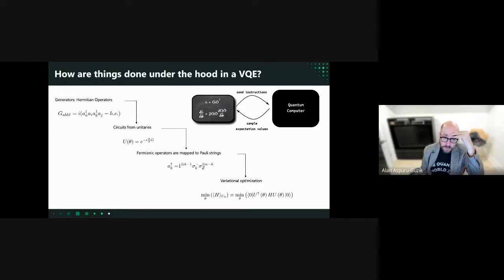Map them to circuits that eventually need to be mapped to pulse strings, of course, to a particular hardware or a particular abstract simulator that you want to look at with noise or without noise. And then you want to perform a classical algorithm for the variational optimization. Okay, so that's going to be the cycle that you're going to be thinking about.